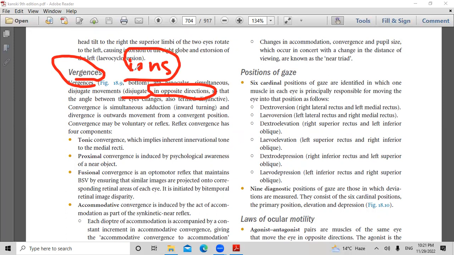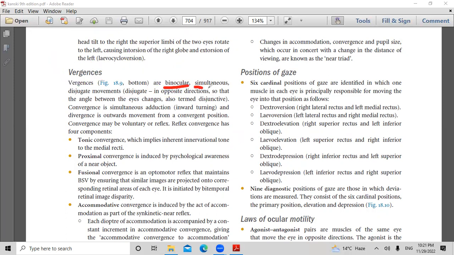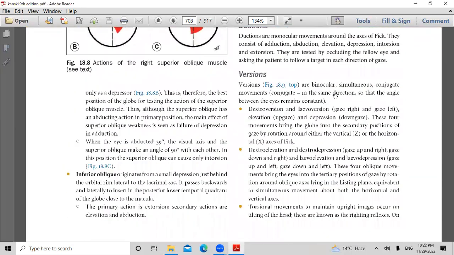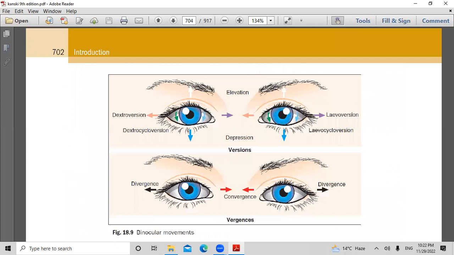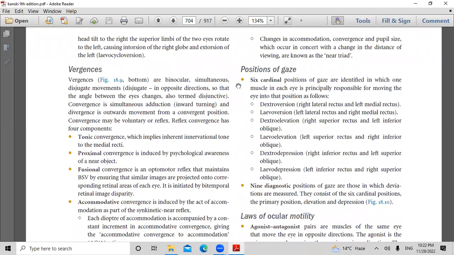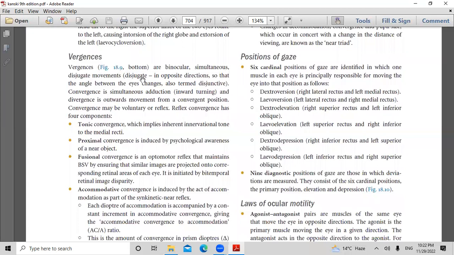This is the first thing you should be careful about. It's the same, binocular and simultaneous, but they are disjugate, not conjugate, and not in the same direction. They are in the opposite direction. So the angle between the eyes changes. In the versions, the angle between the eyes is the same. Just here they wrote it, to make things clearer. The angle between the eyes remains constant. But the angle in the vergences between the eyes is not constant. As we said, it's different. So here the angle between the eyes changes, not constant.